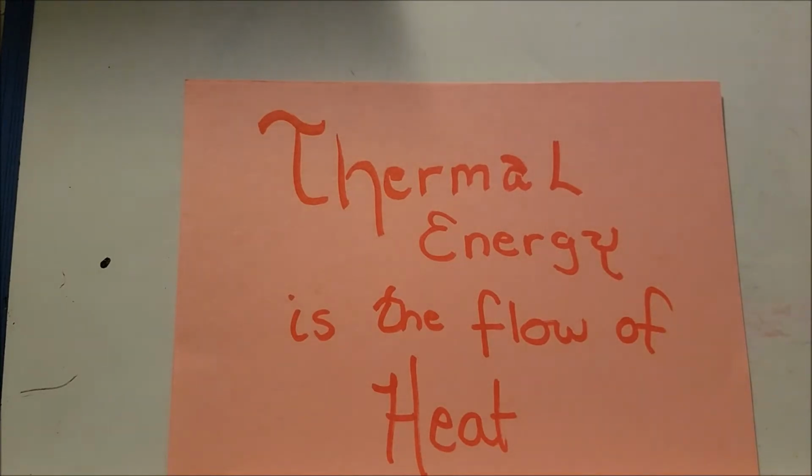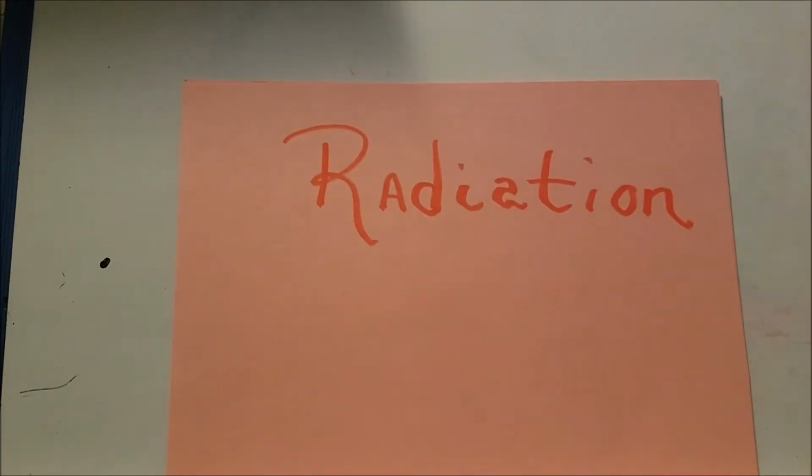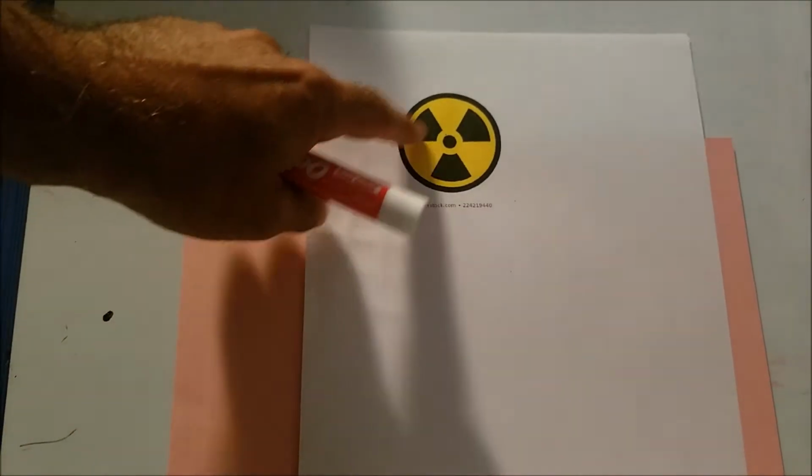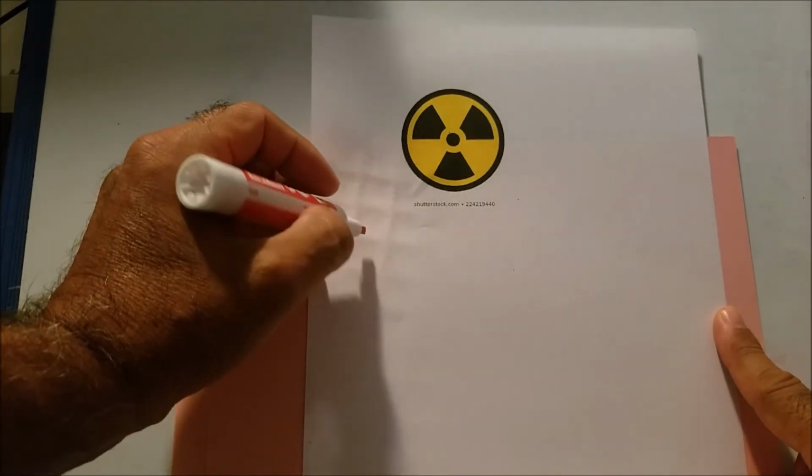So thermal energy, the flow, make sure you know that, the flow of heat is radiation. And there's many types of radiation. You may have seen this symbol up here, the radiation symbol. This is when radiation is dangerous. You don't go in that area. Radiation is dangerous. So there are many types of radiation. We'll talk more about radiation in other videos.